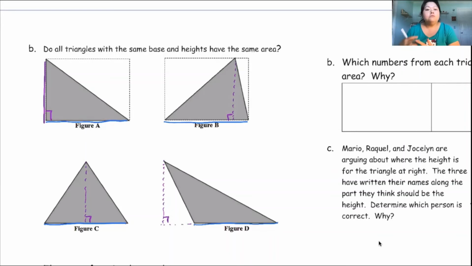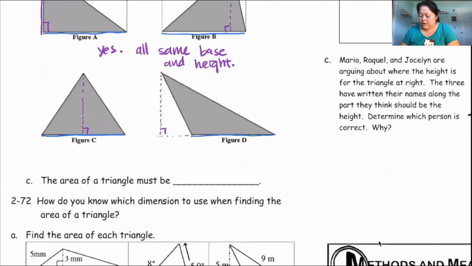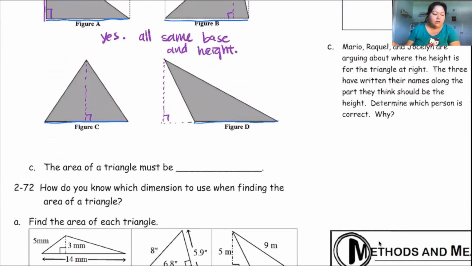So do all the triangles with the same base and height have the same area? The answer would be yes. If they all have the same base and height, they will all have the same area. So the area of any triangle must be 1/2 base times height. That is a formula that we are going to use many times. So maybe you want to highlight this or remind yourself that this is important. Area of a triangle.